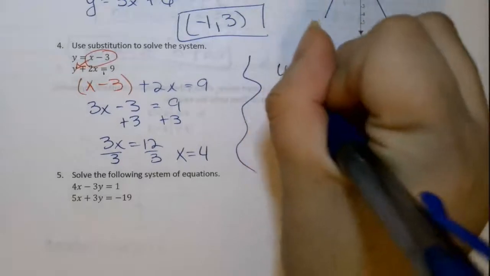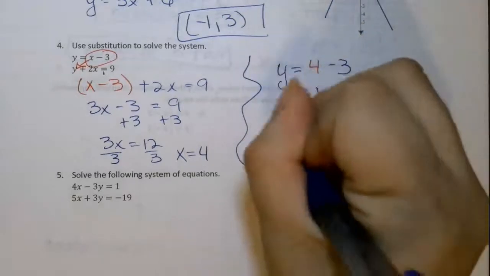4 minus 3 is 1. So my final solution here is 4, 1.